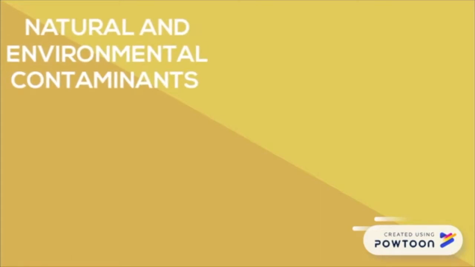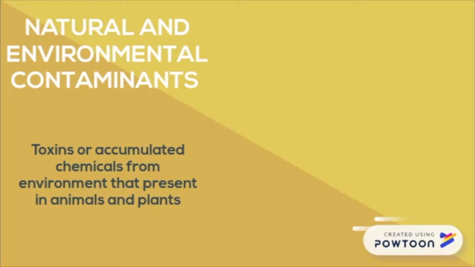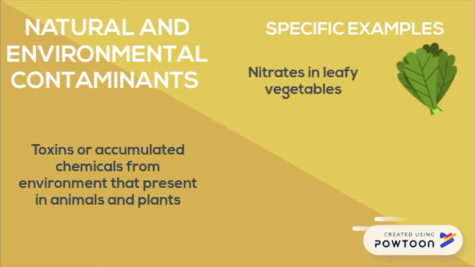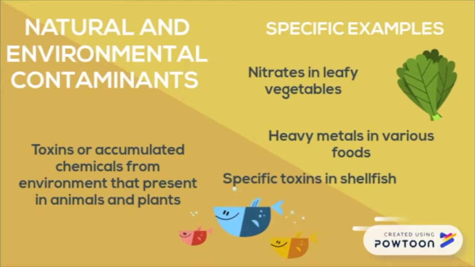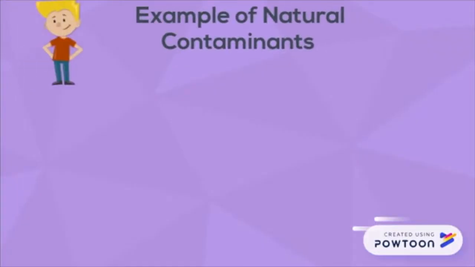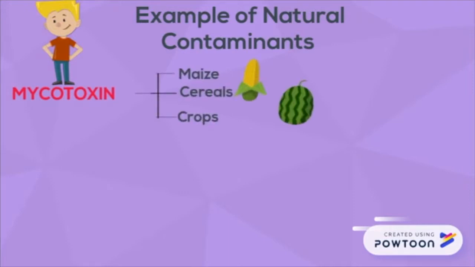Meanwhile, natural and environmental contaminants are toxins or accumulated chemicals from the environment that are present in plants and animals. Specific examples of these contaminants are nitrates in leafy vegetables, heavy metals in various fruits, and specific toxins in shellfish. Examples of natural contaminants are mycotoxins, which are mostly found in maize, cereals, and crops.